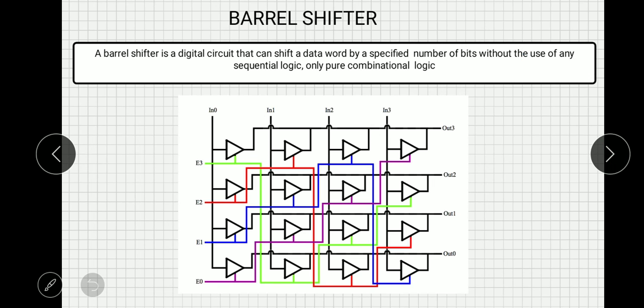Barrel shifter is a digital circuit that can shift a data word by a specified number of bits without the use of any sequential logic. It's only a pure combinational logic, that is, it inherently provides a binary operation.